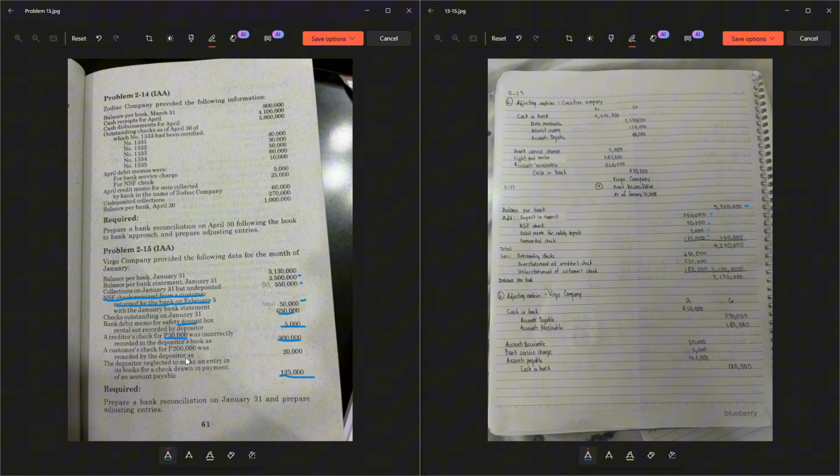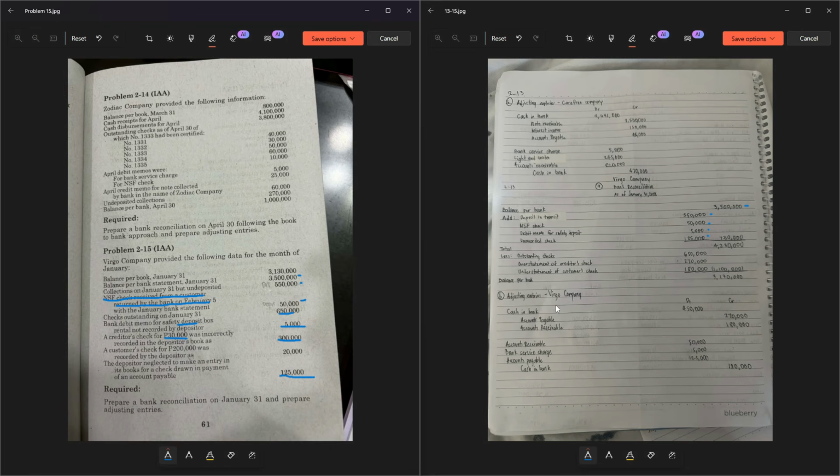So 200,000 was recorded by the depositor as 20,000. So therefore, you will get the difference, then subtract it from the total, previous total, in order to get your balance per book na 3,130,000.